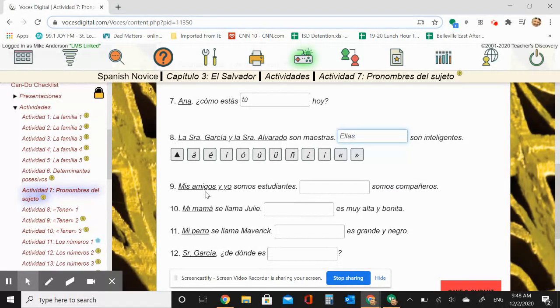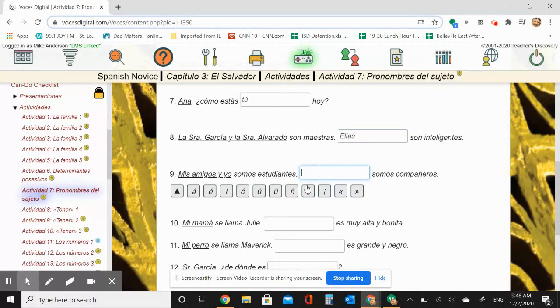Número nueve, mis amigos y yo. Anytime you have anybody else plus yo, that means the we form. And unless it's girls here and you're a girl, it's going to be nosotros. All right, nosotros somos compañeros. So mis amigos y yo. Anybody else plus yo means the we form. So it'll be nosotros, unless you're a girl and those others are girls, then it would be nosotras.